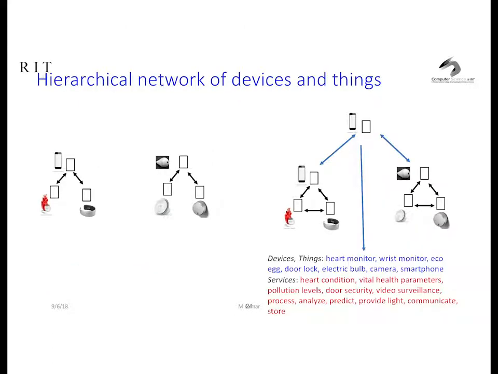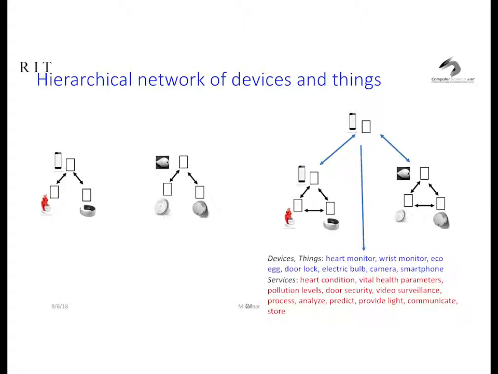Okay, coming back to real things. I said I can build an aggregated graph with my heart monitor and a wrist monitor, and all the services provided by these two are represented on my phone. Similarly, let us say I have a door lock, an Eco Egg that gives the pollution level, and a camera embedded in a light bulb. Let us say these three devices have Bluetooth, so they can communicate with each other.